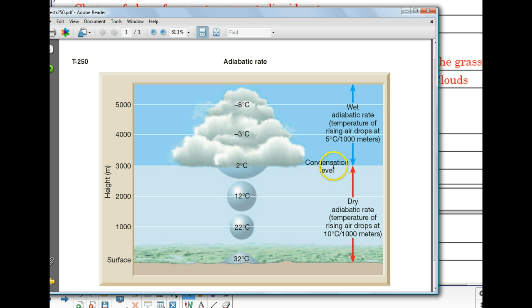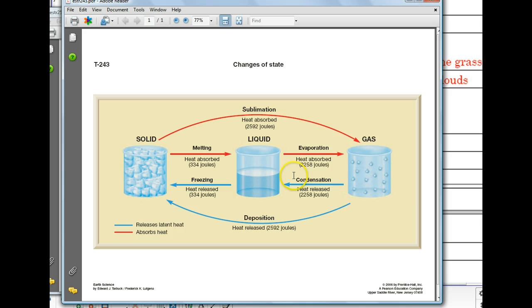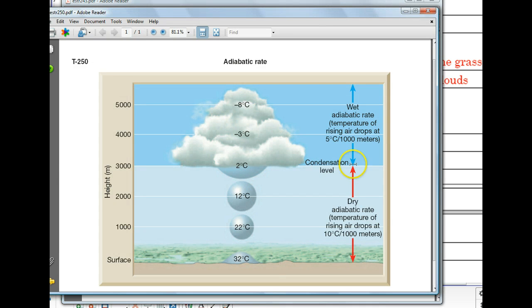Now, when that air continues to rise, it is continuing to cool down, but it doesn't cool down as fast because condensation is happening. And check this out. This is a really cool concept. As you get condensation, you actually release heat into the atmosphere. So the air doesn't cool down as fast because you have condensation happening.